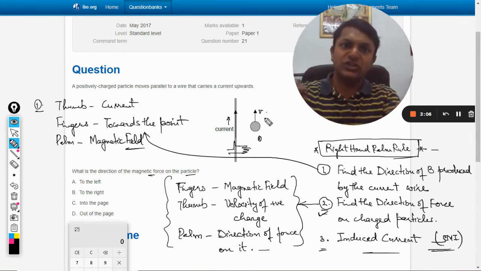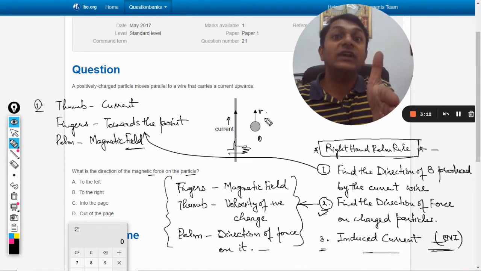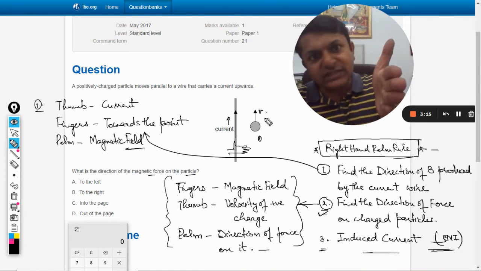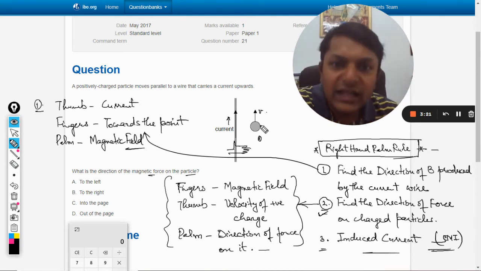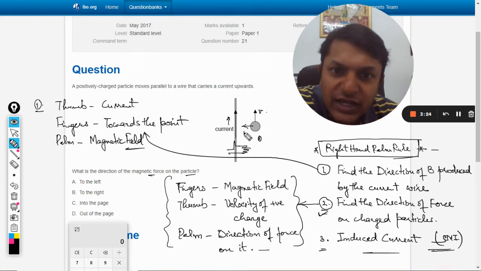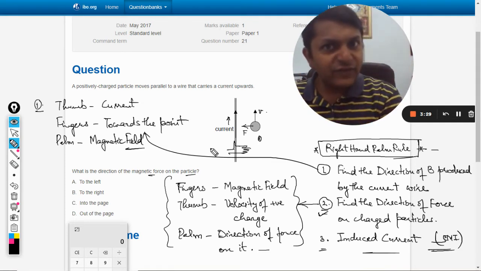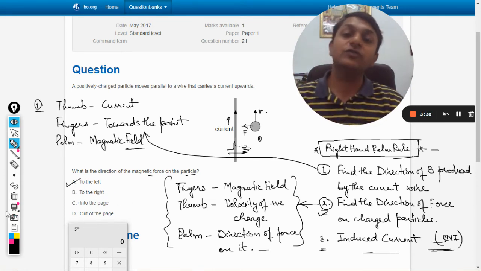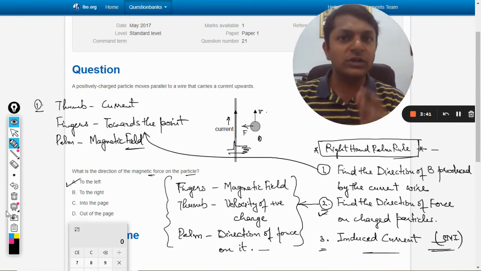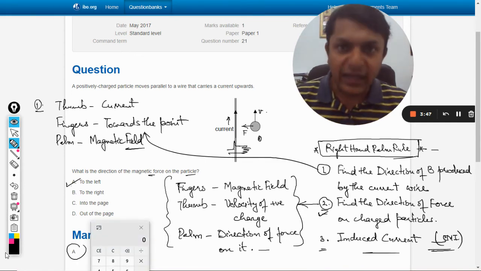From my side it is towards you, so I am pointing my fingers towards you, and the positive charge is moving in the upward direction. So my palm is now pointing towards the left side. It means the charge will be experiencing a force in this direction, on the left hand side. According to our options, A is to the left, B is to the right, then into the page, out of the page. So our answer is that the charge will experience a force towards the left. Let us verify it from the mark scheme, and yes, the answer is A.